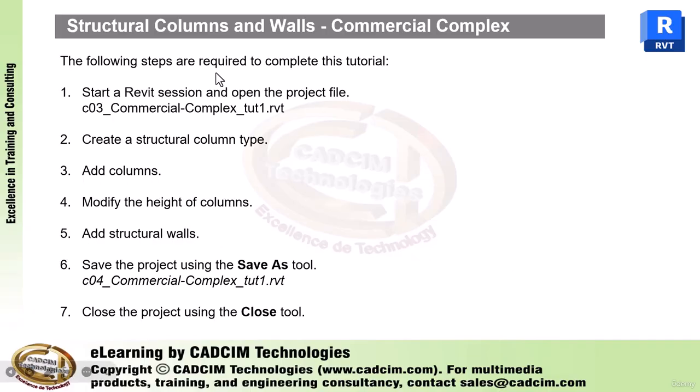Next, we are going to see the steps to be followed to complete this tutorial. The first step is start a Revit session and open a project file. Second one, create a structural column type. Third one, add columns. Fourth one, modify the height of columns. Fifth one, add structural walls. Sixth one, save the project using the Save As tool. And the last one, close the project using the Close tool.